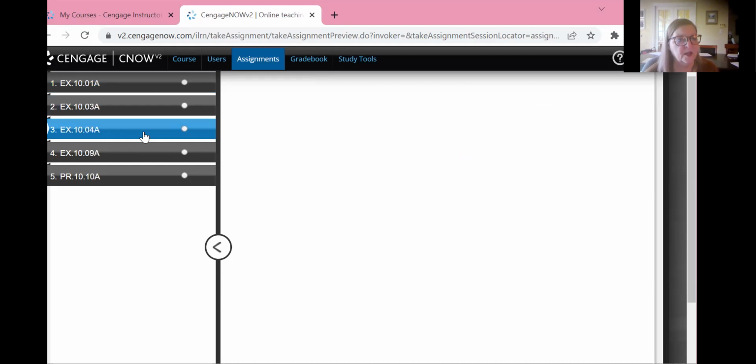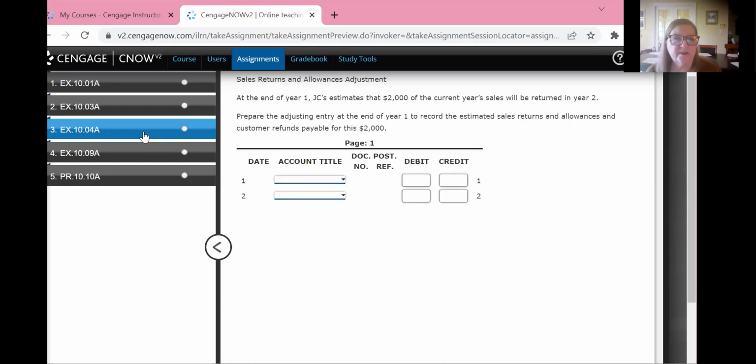Okay. Number 4, this is about sales returns and allowances. At the end of year 1, JC's estimates that 2,000 of the current year sales will be returned in year 2. Prepare the adjusting journal entry at the end of year 1 to record the estimated sales returns and allowances and the customer refunds payable for the 2,000. So this is very straightforward. They're estimating how much of their customers they think are going to bring stuff back that was faulty.